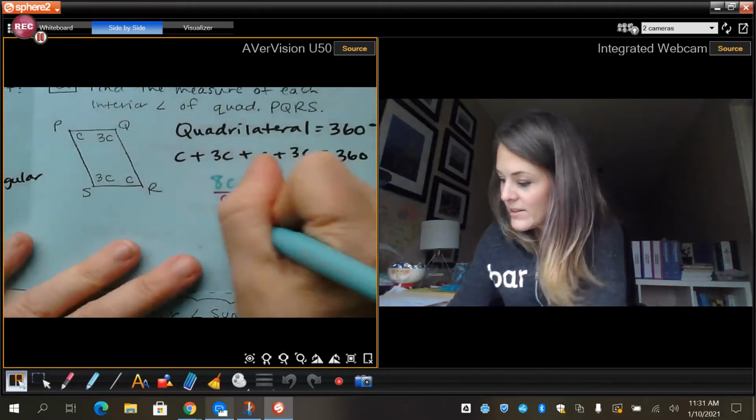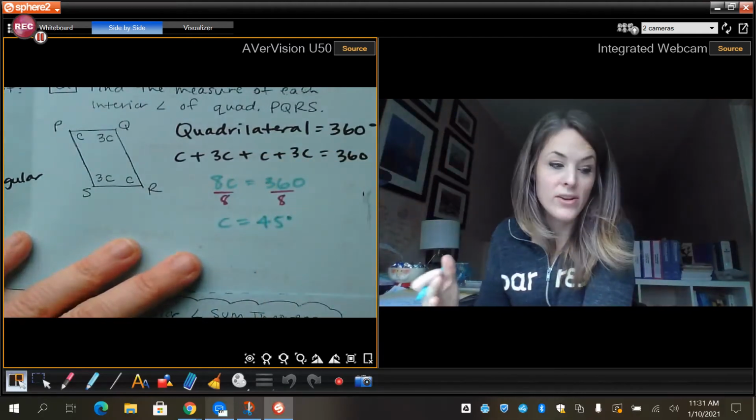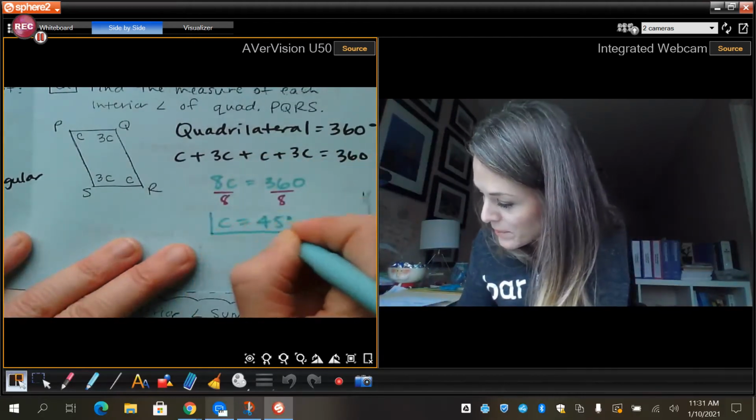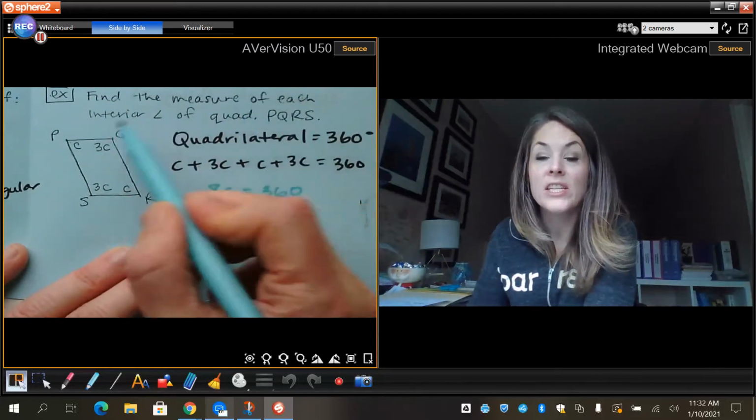And I get that C equals 45 degrees. Again, using a calculator. I don't expect you to know that off the top of your head. Okay, now for this problem, they want us to find the measure of each angle.